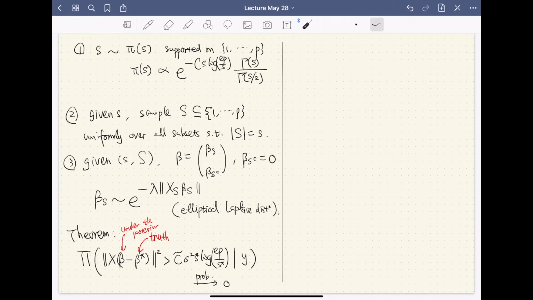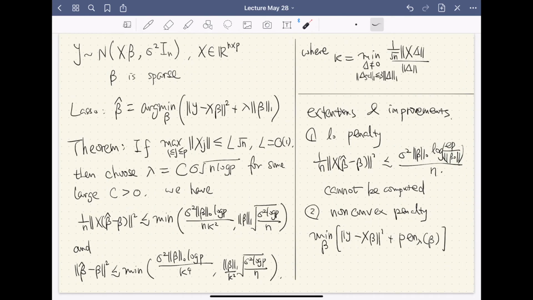Okay, so here's the result. The result says that if I can sample from the posterior using MCMC, then with high probability, the sample I get will have the property such that the random beta that I sample from the posterior, if you look at the prediction loss, it's going to be smaller than this number, right? So any sample you get from the posterior is going to be minimax optimal, achieves the minimax rate. Okay, this is exactly what you can achieve by the L0 method, right?